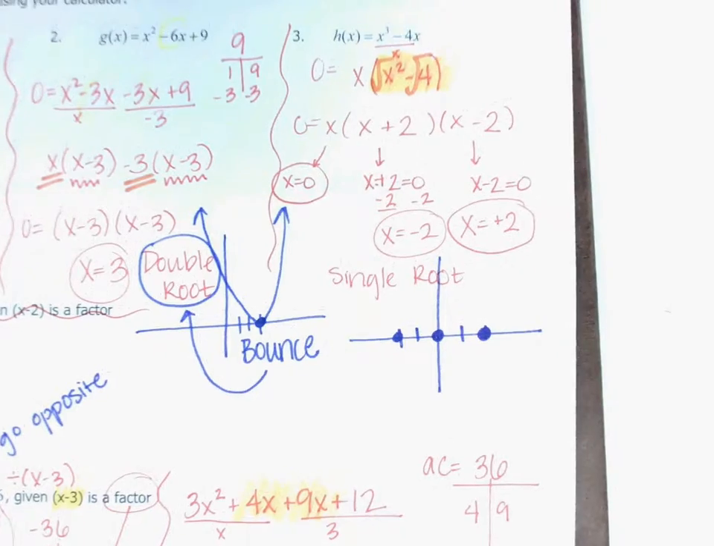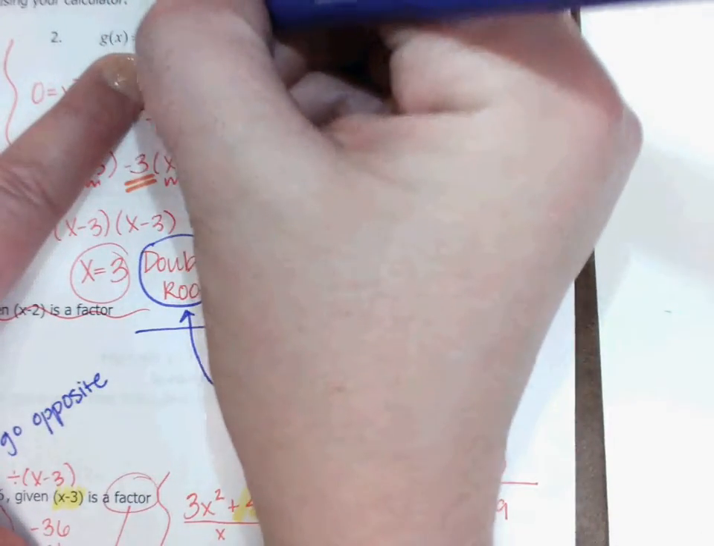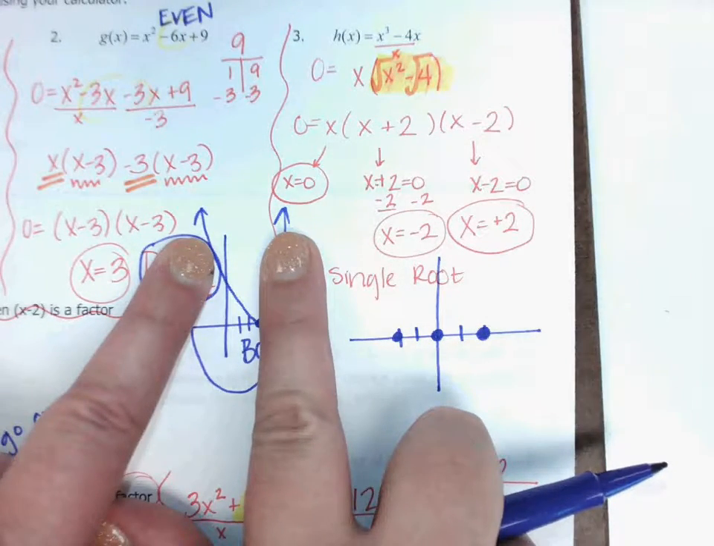Now look at your equation. This one was an x squared, that means it's even. Do you notice that both of your ends ended up? Okay, that's because it's even. Even, the ends go the same way.